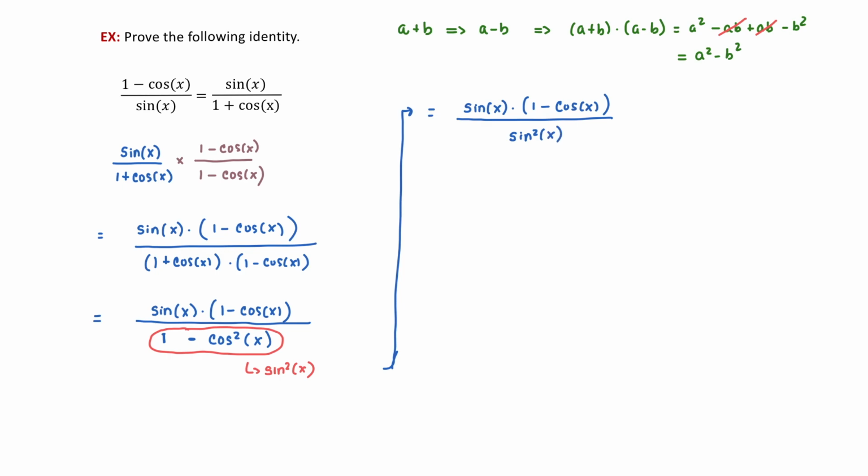And now, having sine squared is like having sine x times sine x. So I can now cancel this sine with a sine in the denominator. And that is going to give me 1 minus cosine x in the numerator all over sine x. And if you notice now, this expression matches beautifully with this one right here, and that says that we proved the identity.